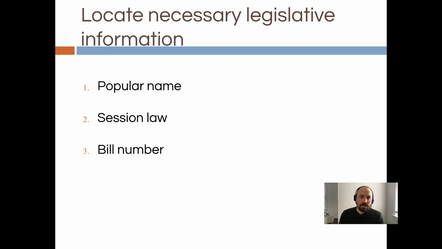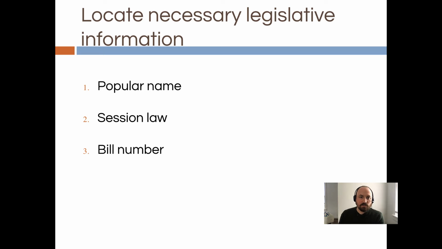The key to locating legislative history is having the essential legislative information. You will often start with the popular name, but if not, you would discover this by looking at the code or the session law. The other place to find a popular name is, of course, news articles, other types of professional publications, anywhere there's reporting on the legislative process.